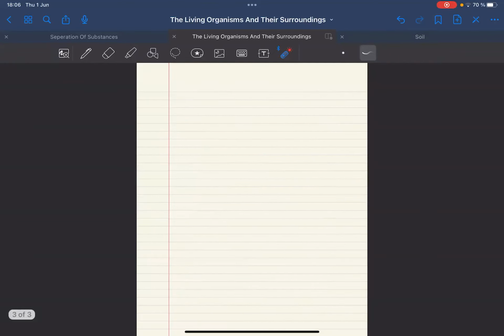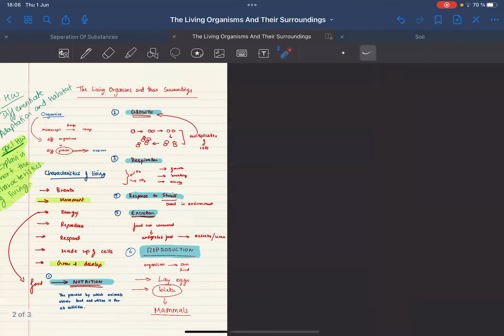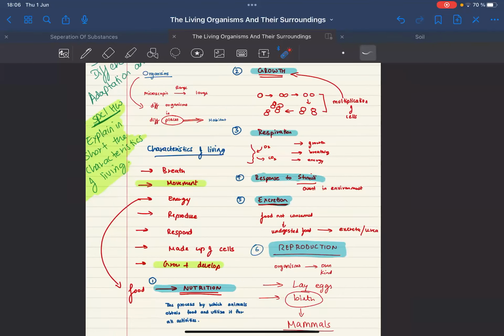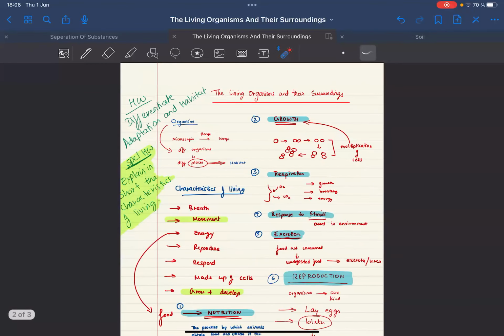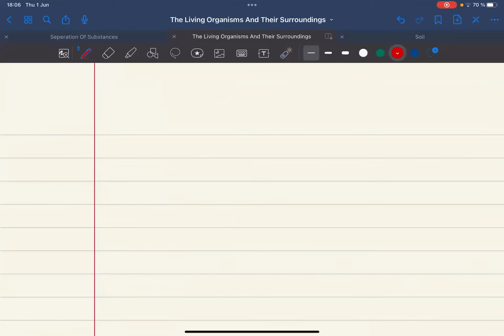Yeah, so we saw all these characteristics. So apart from these, we have a few more characteristics which should be seen. We discussed 6 of them, right? So now we have the 7th one, which is movement.